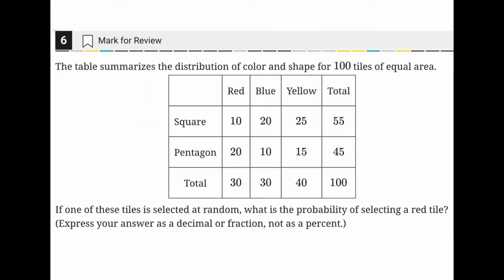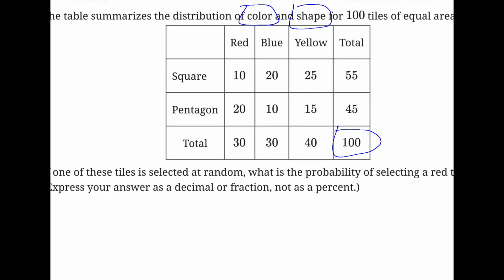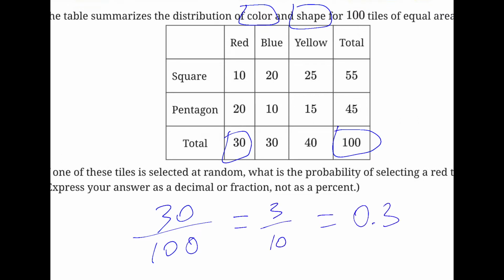Number 6, we have a distribution of different tiles. They have different colors and different shapes, and there are a total of 100 of them. They want to know, if we're choosing at random, what's the probability of selecting a red tile. So the total number of red tiles is 30, and the total number of tiles is 100. We could write the answer like that. We could say 3 over 10. We could say 0.3. They said write your answer as a decimal or a fraction. Any of those would be correct.